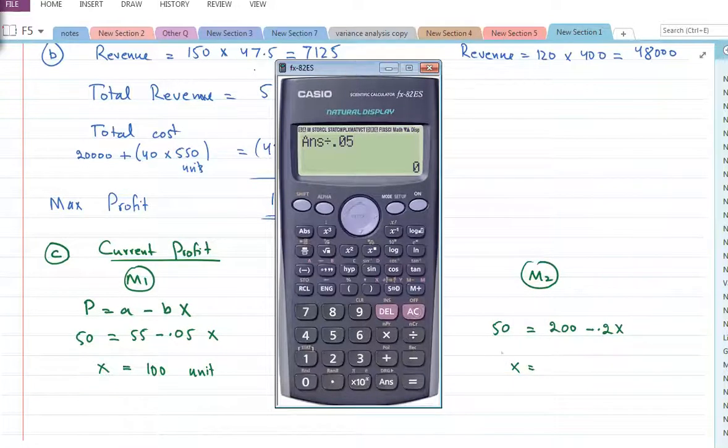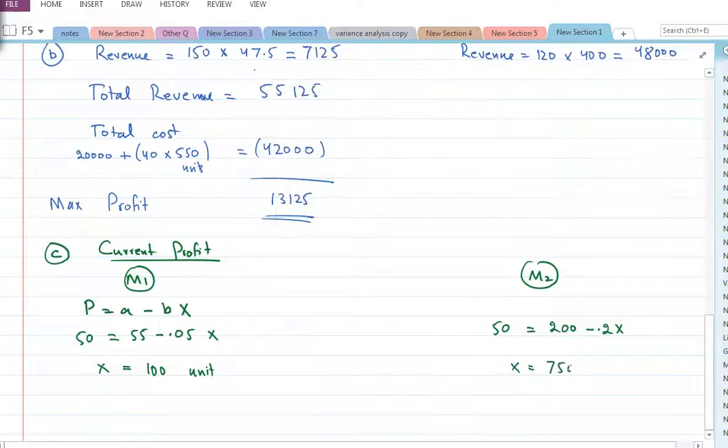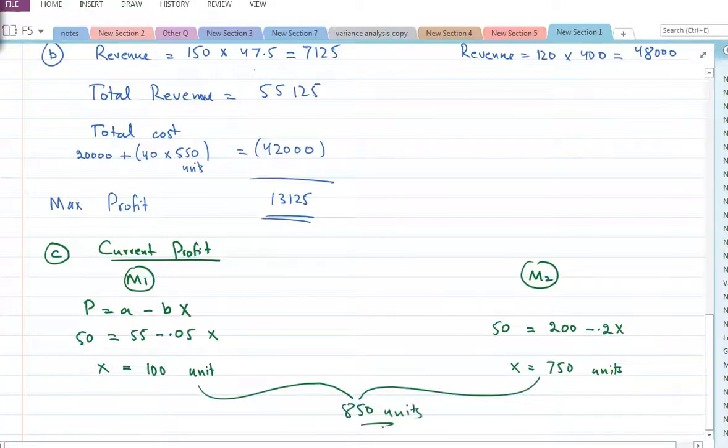And in the second market, that will be 50 minus 200, which will be 150, divided by 0.2. Remember, the minus minus will be cancelled, so I've just ignored it. 750 units. So how many total units are we selling? The total units that we are selling is 850 units. Remember, currently we are selling 850 units. Now this will help us to find out the total revenue. Then we'll deduct the total cost, and this will give us the current profit.